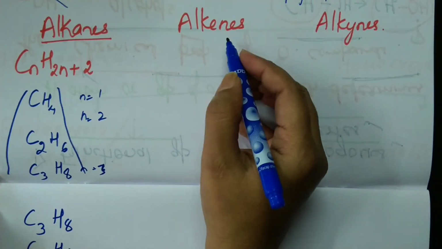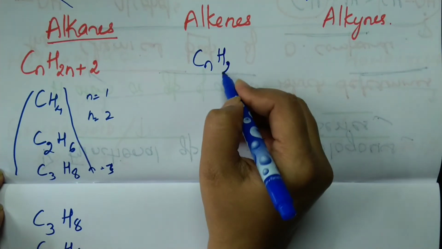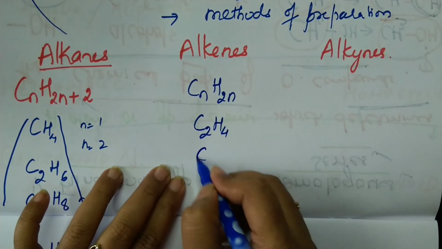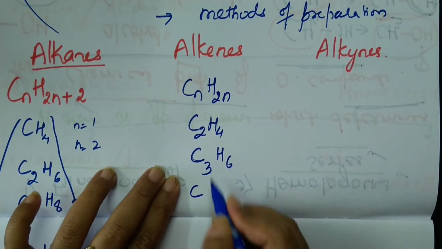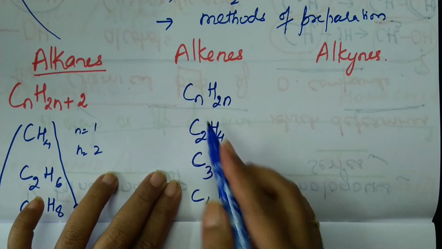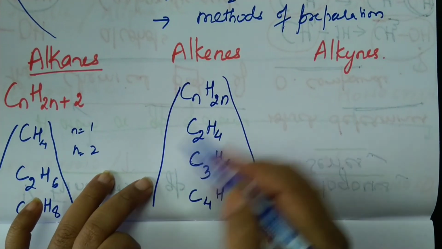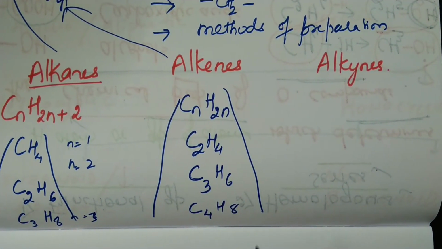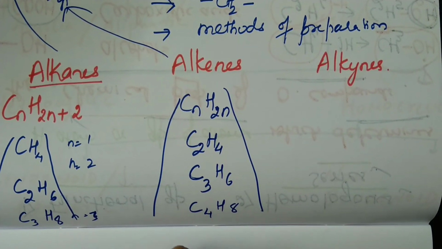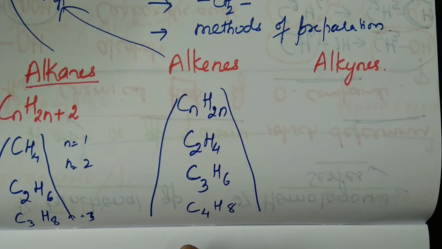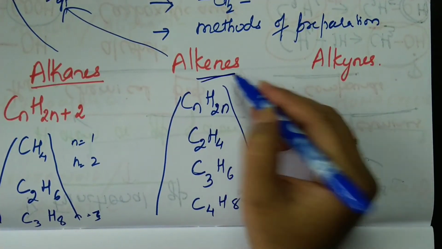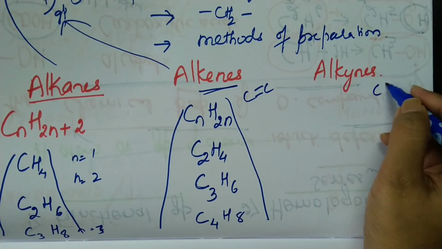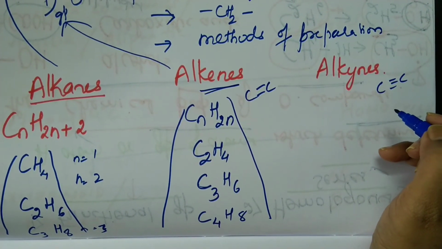Similarly, we have alkenes, CnH2n. The first compound is C2H4, the second compound is C3H6, the third compound is C4H8. So all these are called alkenes and in general they are called a homologous series. Hope you have understood, and each of these has almost the same methods of preparation. They have the same functional group. So what is the functional group in alkenes? We take it as the carbon-carbon double bond. What is the functional group in alkynes? It is the carbon-carbon triple bond.